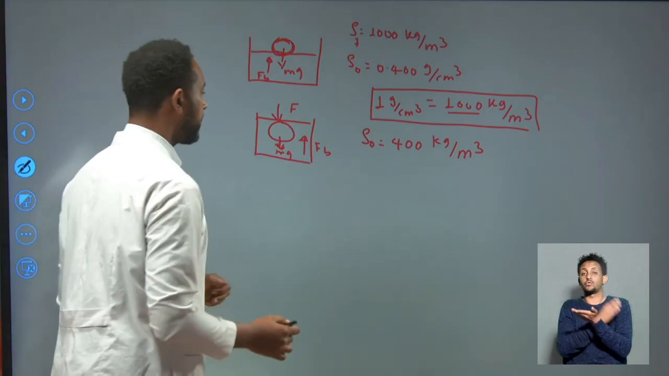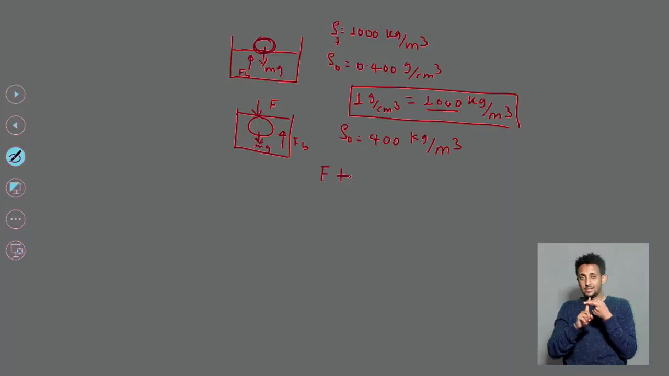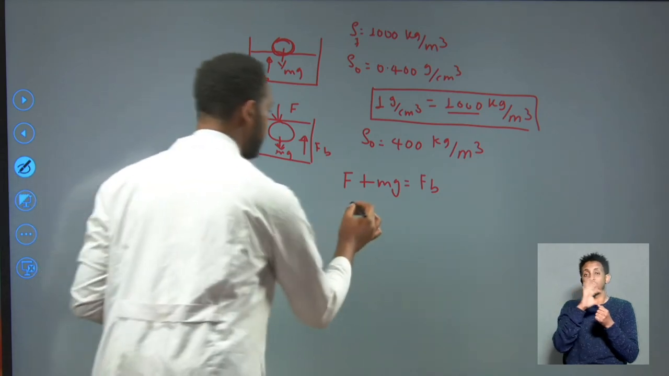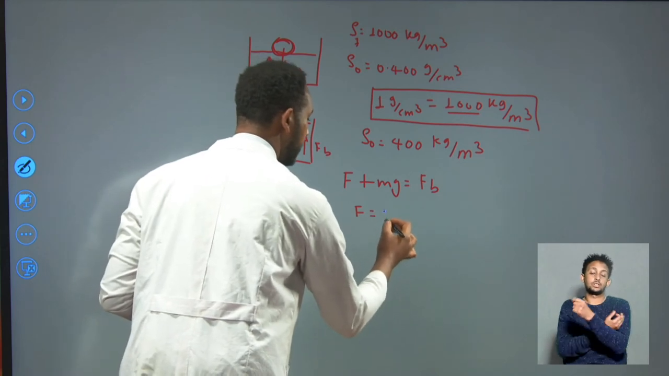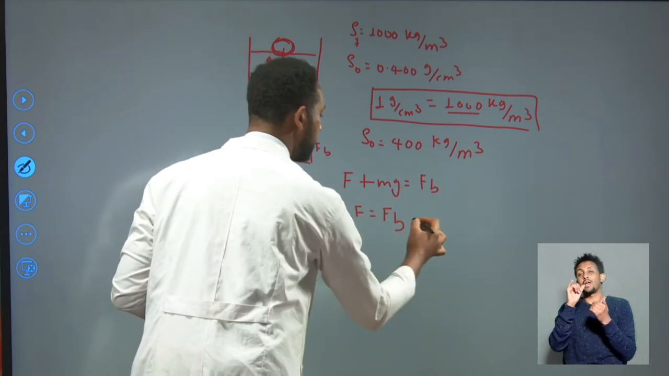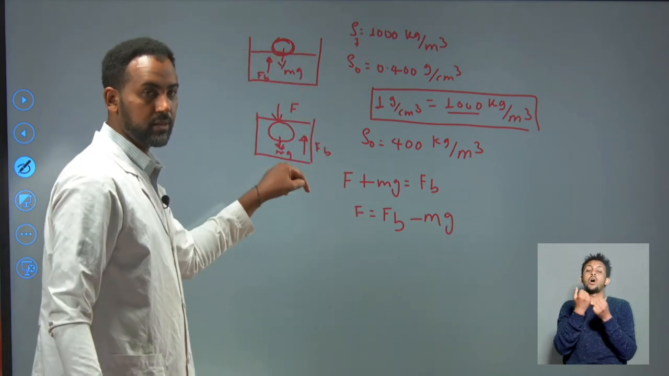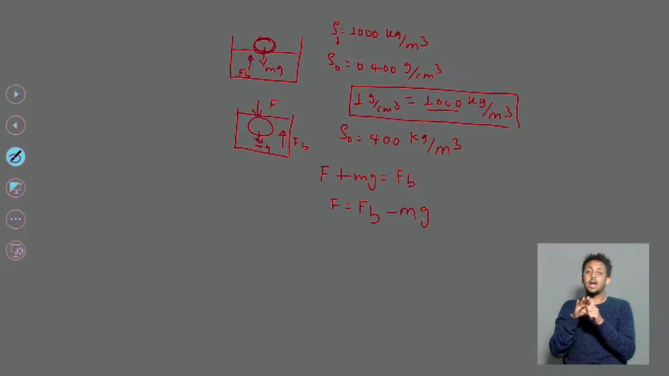Therefore, the downward force F plus mg gives us the upward force, the force of buoyancy. We are asked to find the applied force. The external applied force is equal to the force of buoyancy minus mass times gravity. This should be the way to solve that problem. So there should be a downward force applied on this tennis ball so that it can be totally immersed.